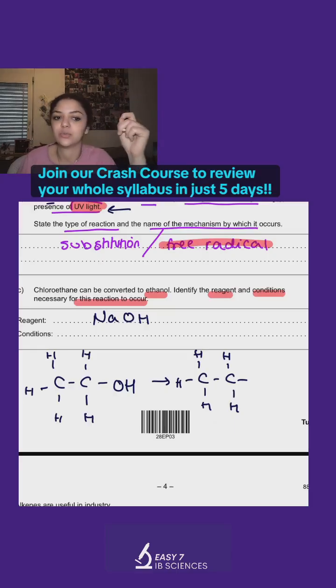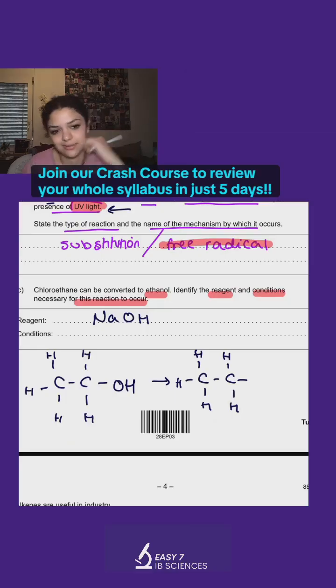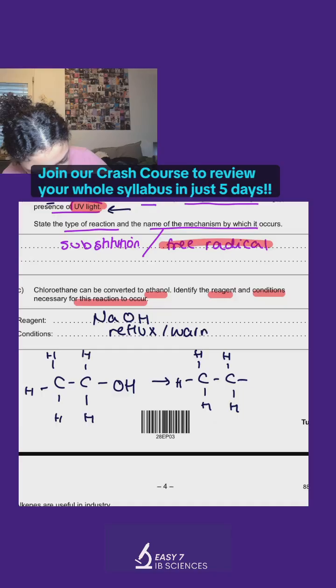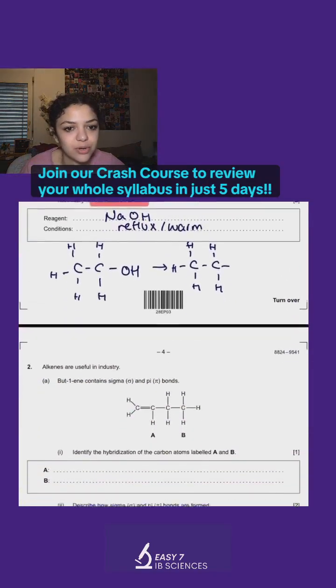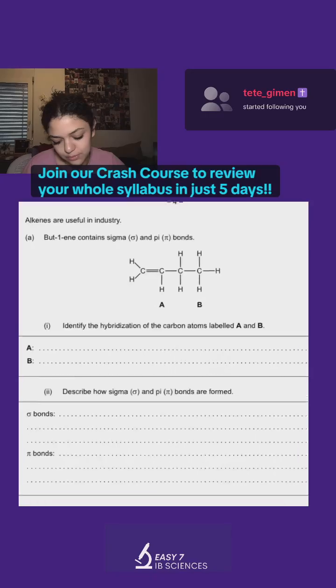Now, what is the condition? What does this have to be? So is it warm? Does it have to be aqueous? Does it have to be solid? Very good. Wildflower said reflux and warm. Perfect. Good job, guys. I know organic chemistry is really hard to memorize this much content, so you guys are doing very good. Nice. Okay, let's move on to this one.